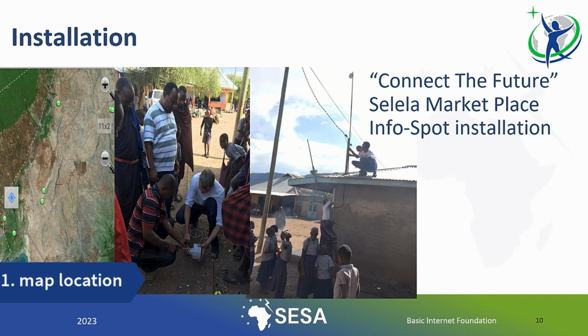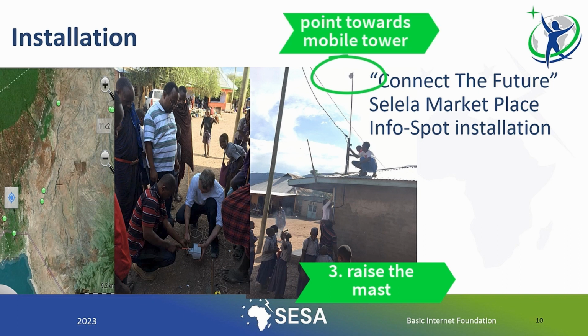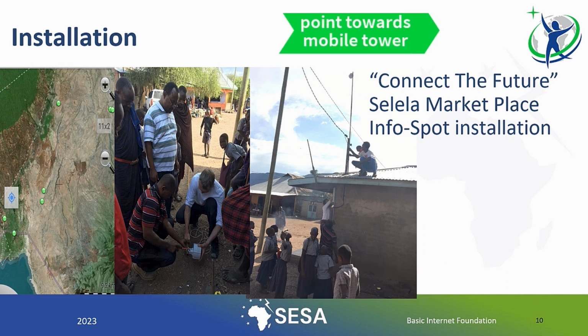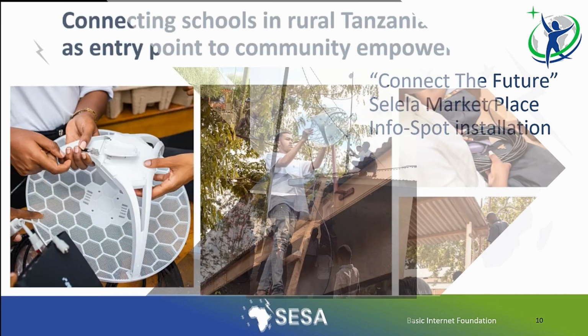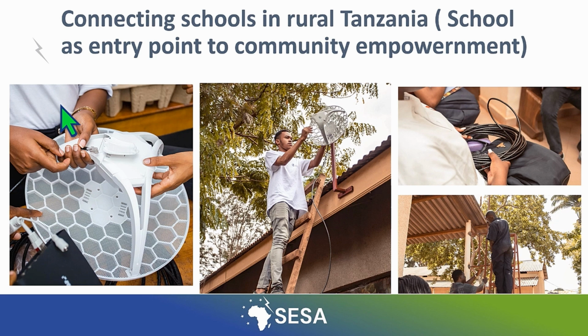Then, after you've mapped your location and measured the network strength, the next step is installation. This is us on the field connecting a cellular village. This is a marketplace where we are establishing free connectivity for people in the market area to be able to access information locally. The picture in the middle is where the signal was very good, so as you're seeing, our iron rod is a bit shorter than in the previous picture. Here we are connecting a school in a rural area, because we also envision schools as an entry point for community empowerment.